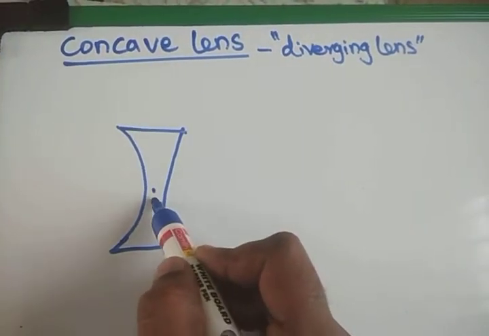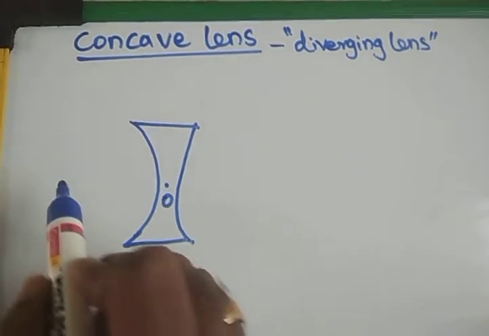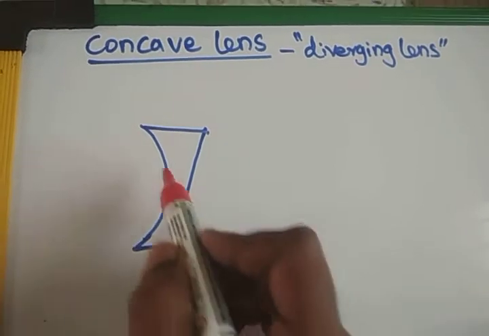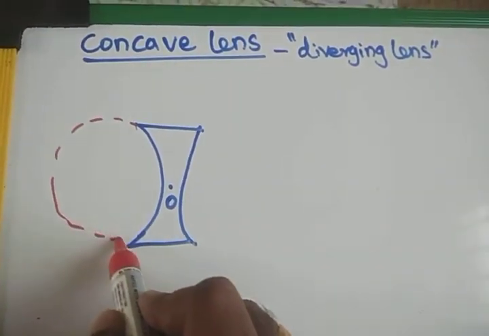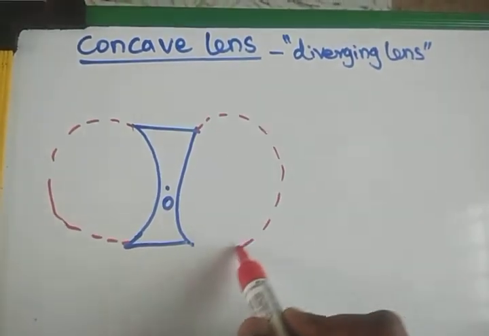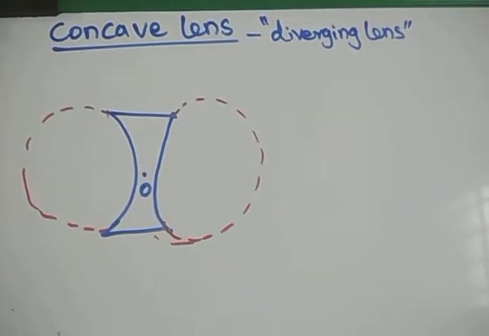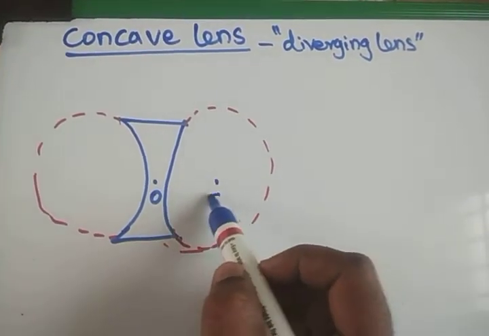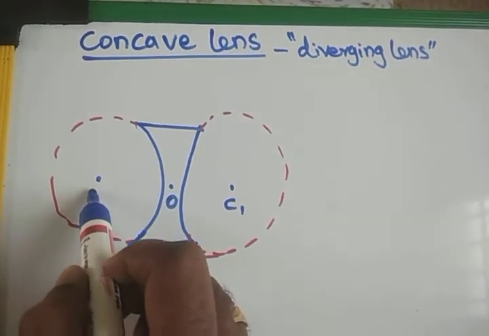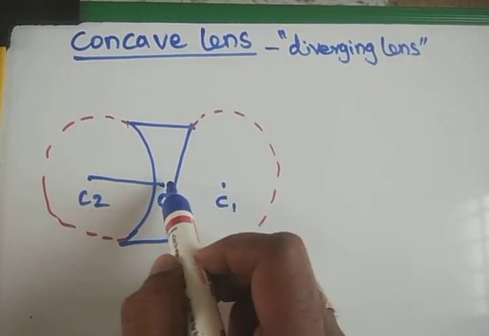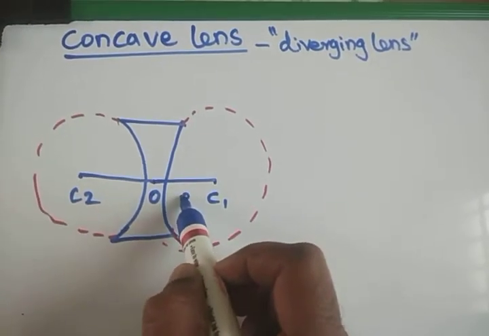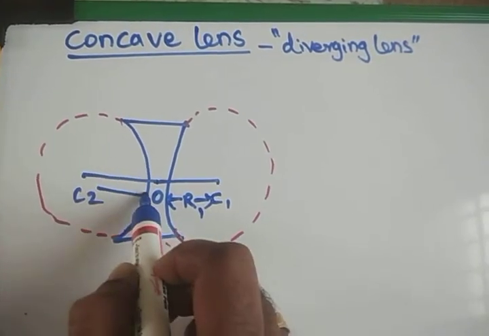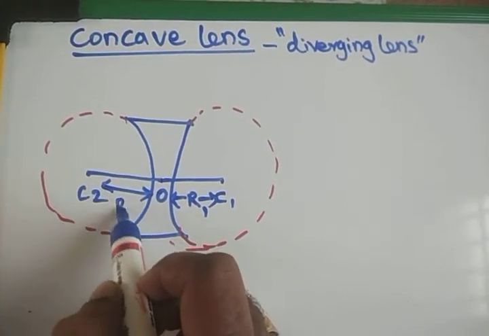This center is the optic center of the concave lens. The concave lens is a combination of two spherical surfaces. This is one spherical surface, and this is another spherical surface. Similar to what we see in the convex lens, here also we have two centers of curvature, C1 and C2. The distance between the optic center and the center of curvature is the radius of curvature. This is the radius of curvature R1, and this is the radius of curvature R2.